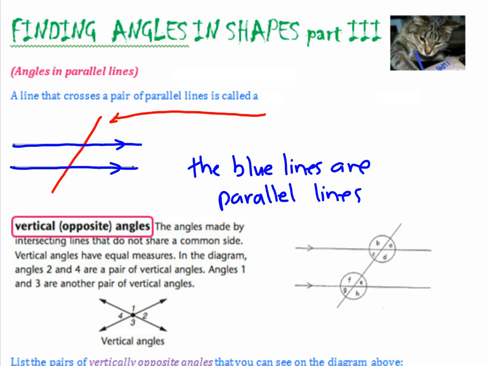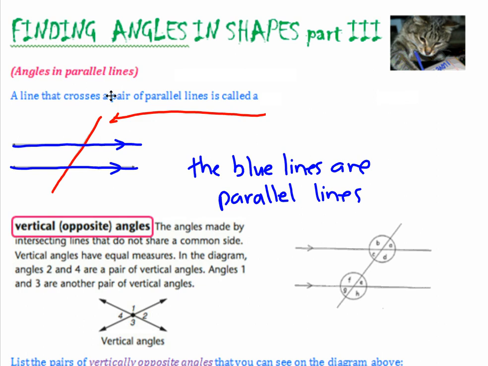Hi there, and here's the next video on finding angles in shapes, part 3. This one's to do with angles in parallel lines, and this one's a pretty long and a little bit more of a heavy one, and it's a very important one, so definitely listen up, take your time and make sure that you understand what's going on, and maybe read over your notes after you've taken them as well, so they go more so into your long-term memory.